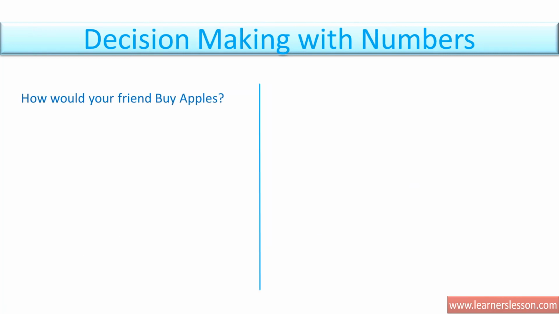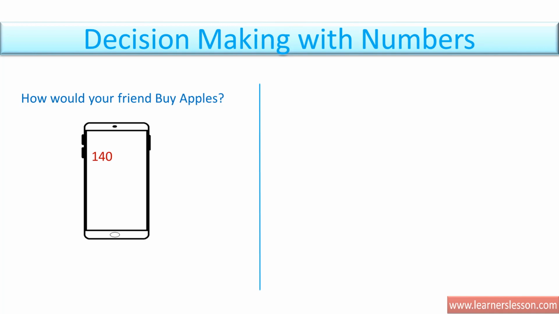Now you have asked your forgetful friend to go to the market and buy apples. You also told him, look buddy, if the price of apples is more than 140 rupees, then don't buy the apple. What he does is, he takes out his mobile phone and he makes a note that if the price of apples is more than 140 rupees, then he's not going to buy that. And the same thing he writes in Java.